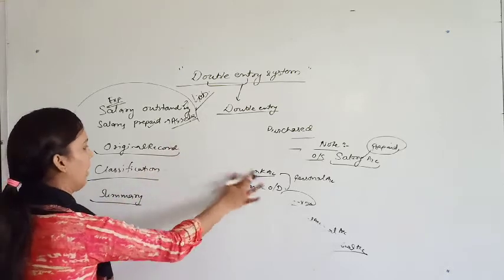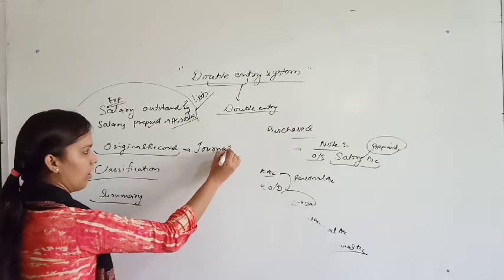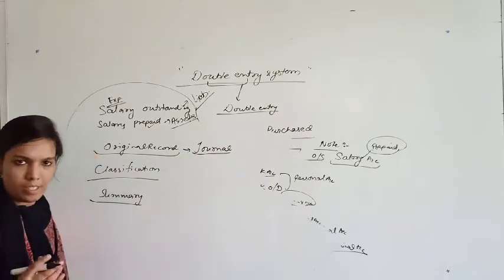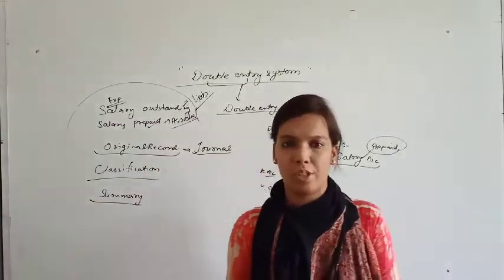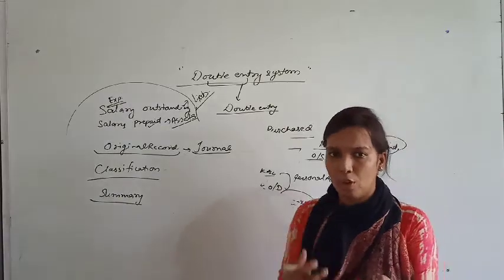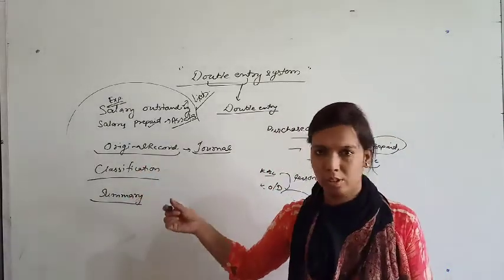Original record. Every transaction is first recorded in the journal. Journal is a book in which transactions are first recorded in chronological order, meaning date wise we record in the journal. So it will be your original record book. Clear?